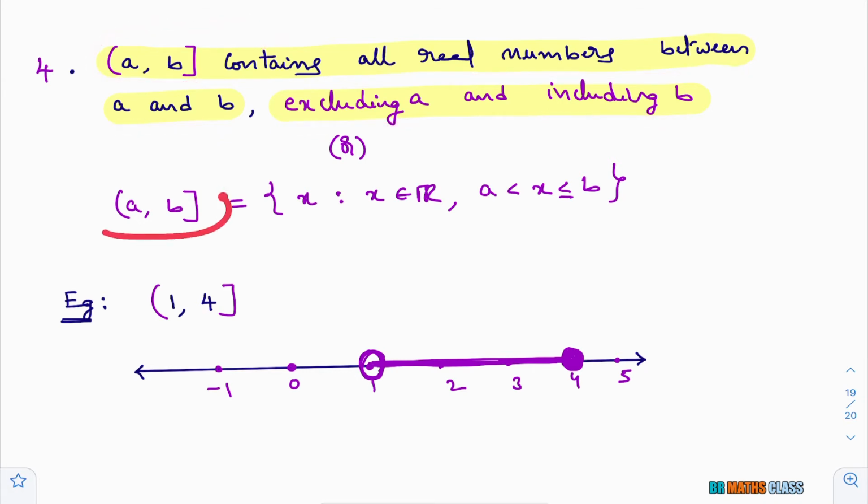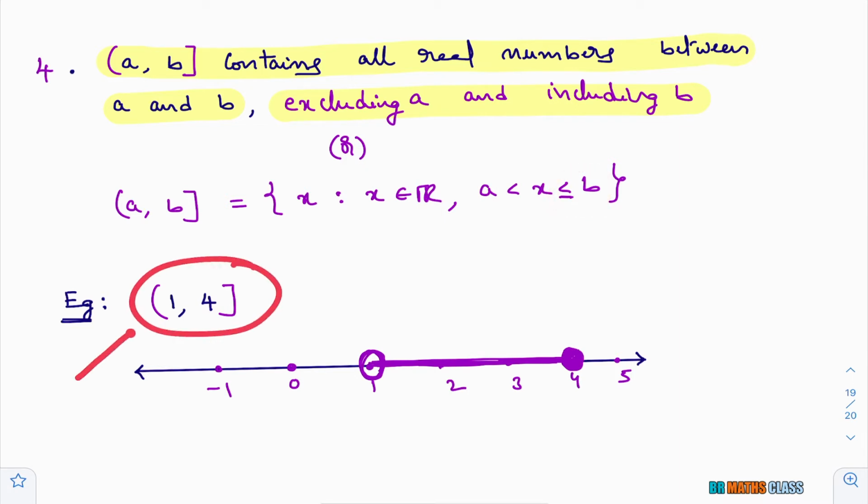Okay, you observe, what is this? The interval open A, closed B. What does it contain? It contains an element X. What is X? X is a real number. What about that X? X is in between A and B. As it is open, A is excluded. As it is closed, B is included. You can understand this more clearly with an example.